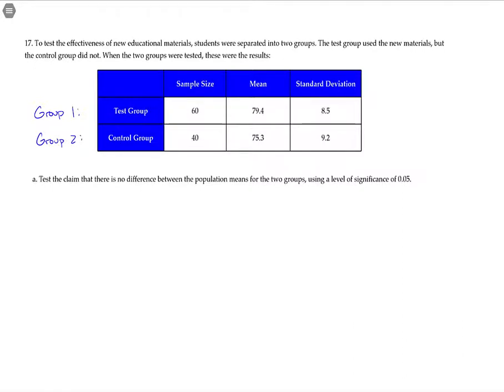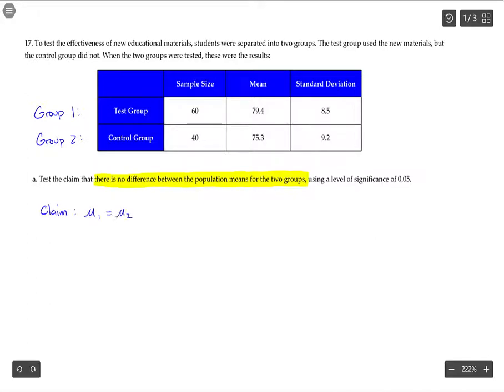Now that means the claim here is that there is no difference between the population means for the two groups. And if there's no difference, that means that they are equal to each other. So the claim here is that mu1 is equal to mu2. And that we can put into our hypothesis.